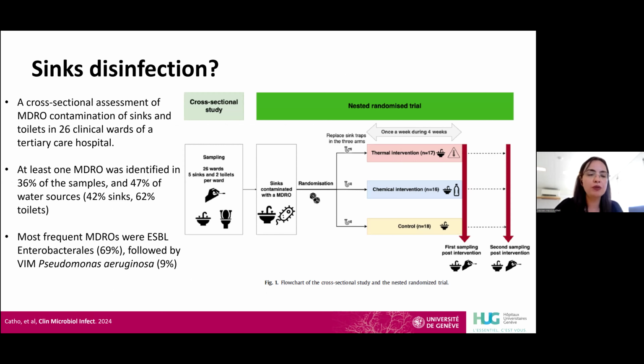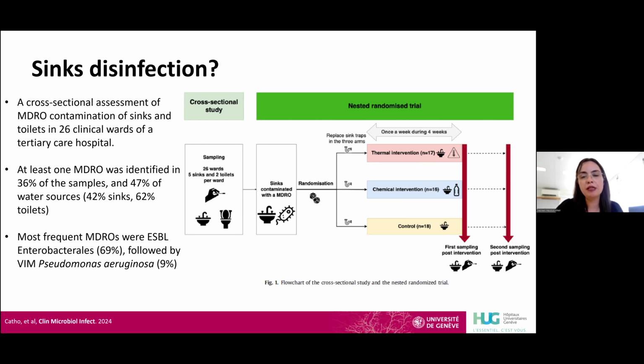At Geneva University Hospital recently, my colleagues ran a cross-sectional study looking at the prevalence of multi-drug resistant organisms in sinks and toilets in the hospital, in 26 wards. In the point prevalence study, at least one multi-drug resistant organism was identified in 36% of the samples, and in almost half of the water sources: 40% of sinks and 60% of toilets. The most frequent multi-drug resistant organisms were ESBL Enterobacterales, followed by VIM-producing Pseudomonas.